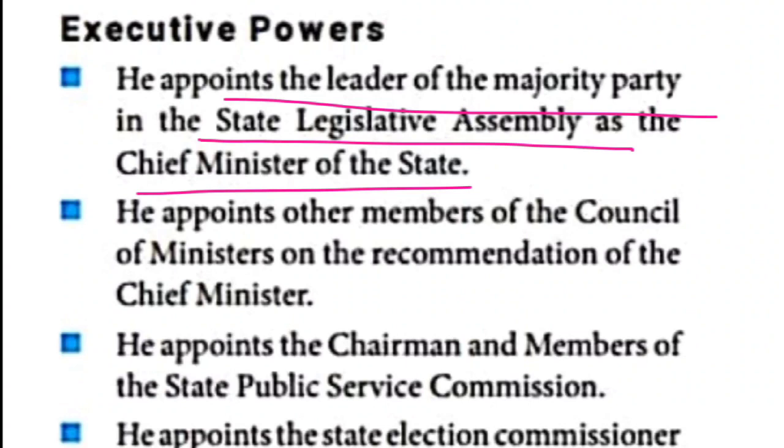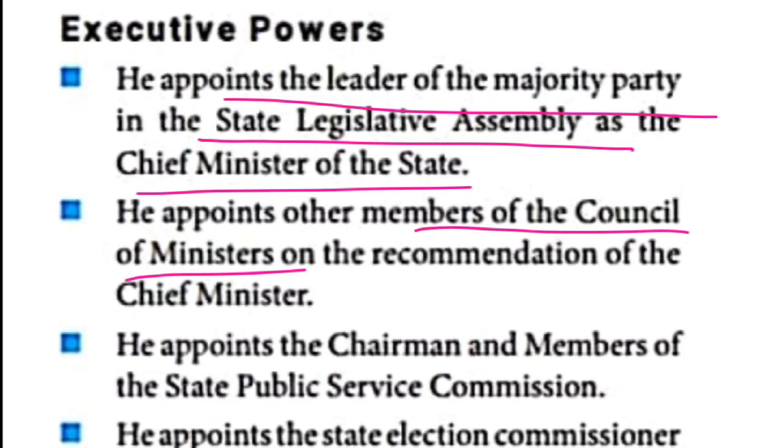Second point, what is given in the sense: he appoints other members. Other members in the sense, who are under the chief minister? The council of ministers are there. So on the recommendation of the chief minister, he can appoint the council of ministers. The first point, under the executive power, he can appoint the chief minister, that is the majority party leader. The next one, he can appoint the council of ministers on the basis of the recommendation of the chief minister.